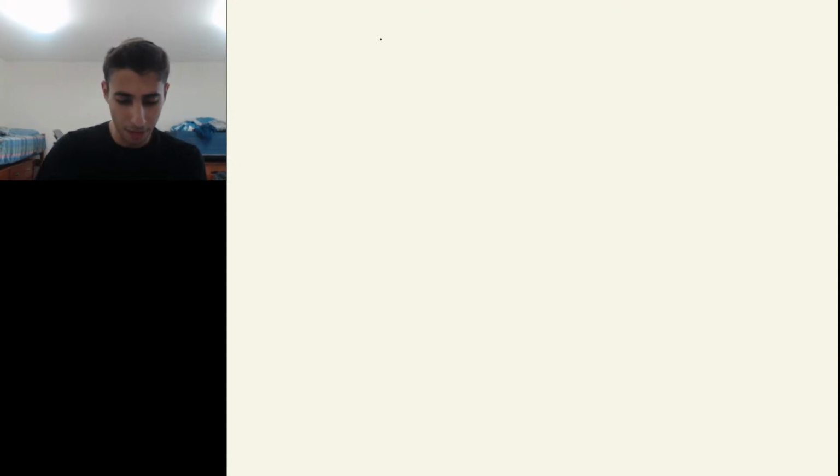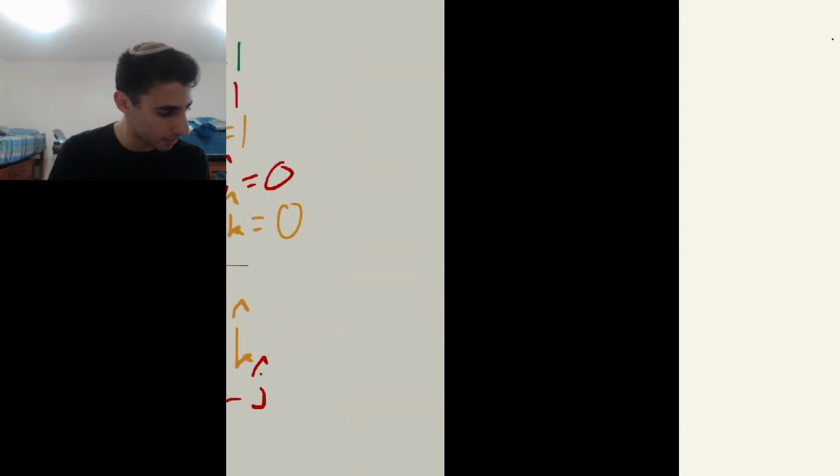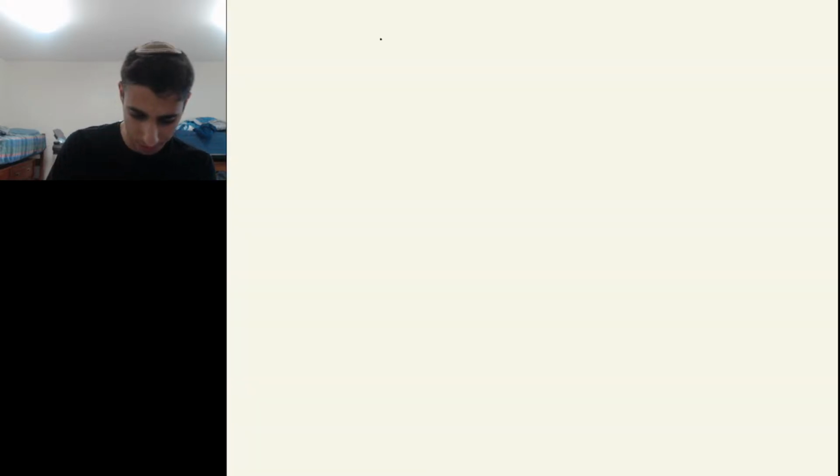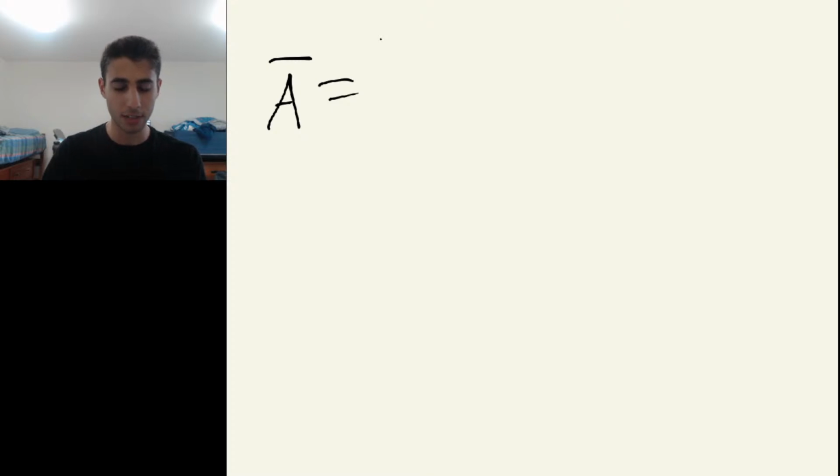Now that we have these basic ideas of base vectors in this hat notation, let's talk about how we could represent vectors in terms of hat notation. So imagine we have a vector, and we call this vector A. We could describe this vector in terms of hat notation.